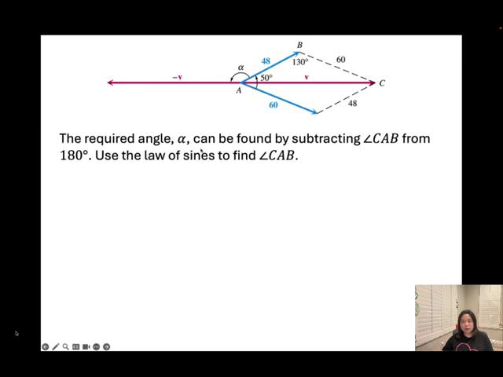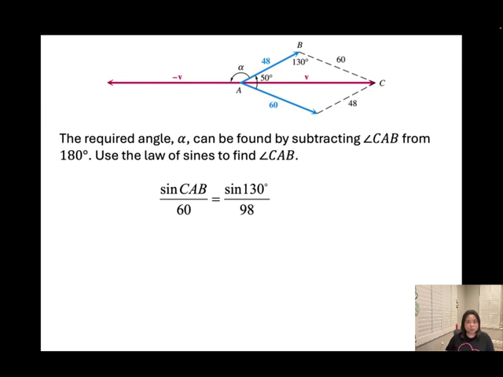So the required angle alpha can be found by subtracting angle CAB from 180 degrees. Use the law of sines to find CAB. Okay, so we need to figure out what this angle is, and then we're going to use the law of sines. Angle CAB, which is this angle, has the opposite side 60. And then we know sine 130 over V, which is going to be 98. We just found it from the previous slide.